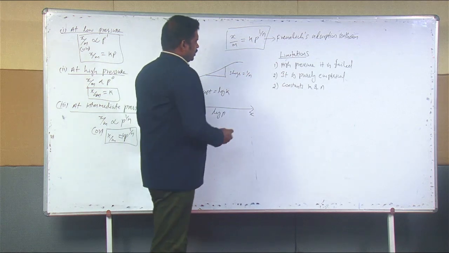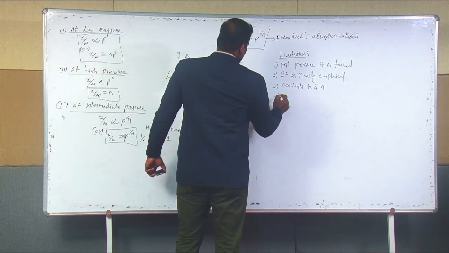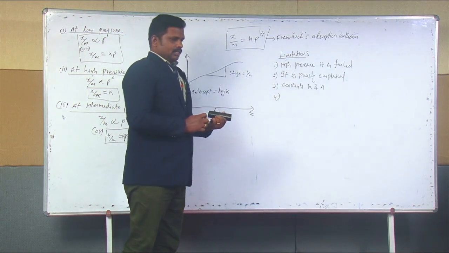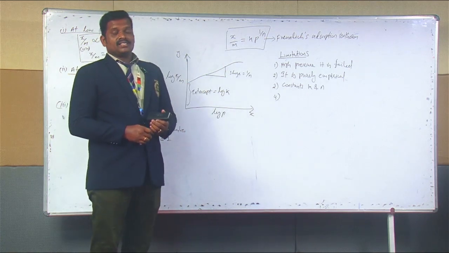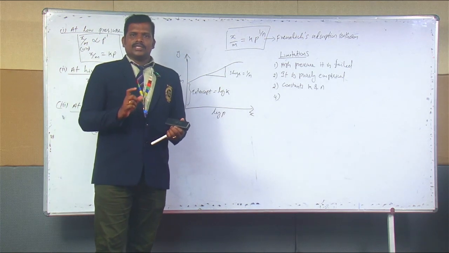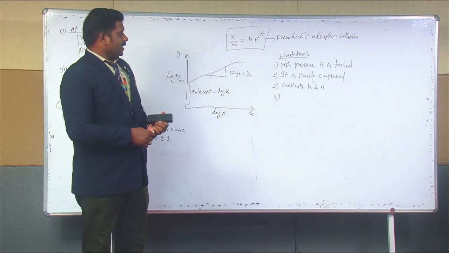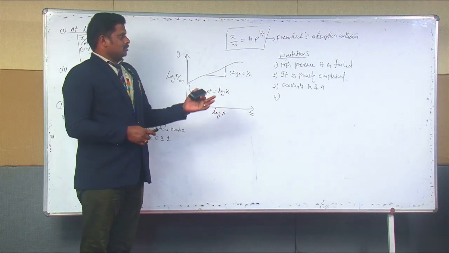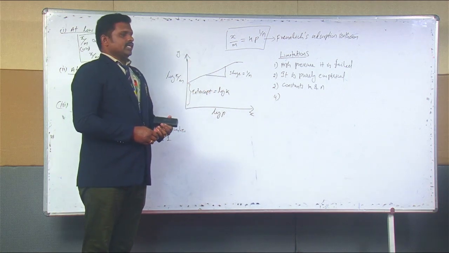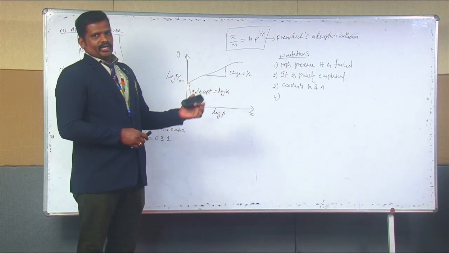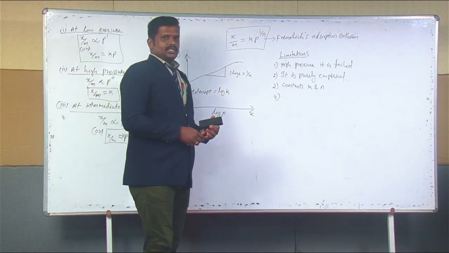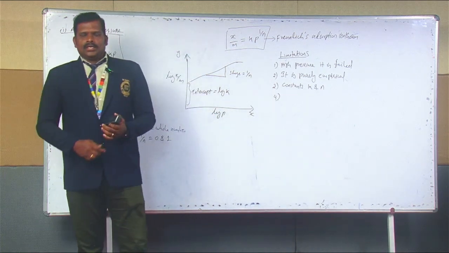Then fourth, and finally, the Freundlich adsorption isotherm fails when the concentration of adsorbate is considerably high. If you are taking a highly concentrated adsorbate, we cannot apply the Freundlich adsorption isotherm, so it will fail. These are some limitations of the Freundlich adsorption isotherm.